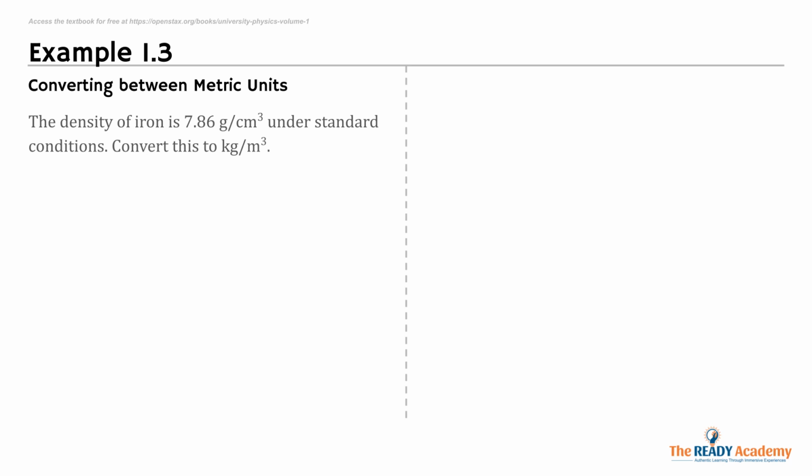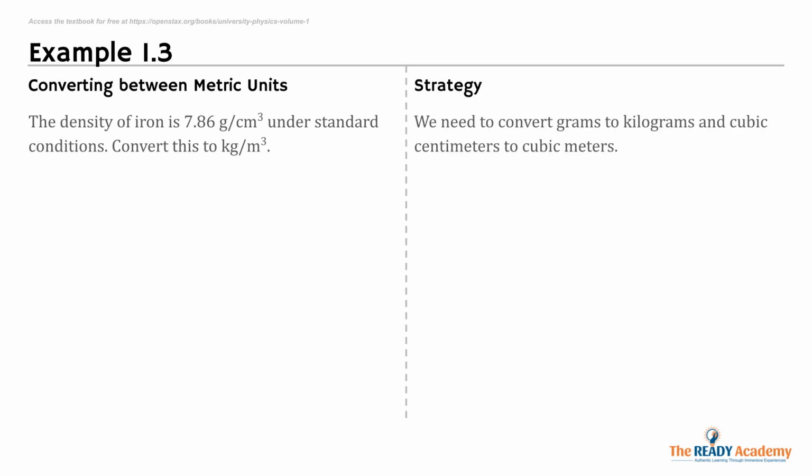Example 1.3. Converting between metric units. The density of iron is 7.86 grams per cubic centimeter under standard conditions. Convert this to kilograms per cubic meter. Strategy. We need to convert grams to kilograms and cubic centimeters to cubic meters.